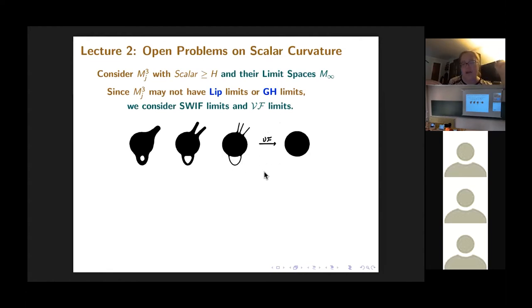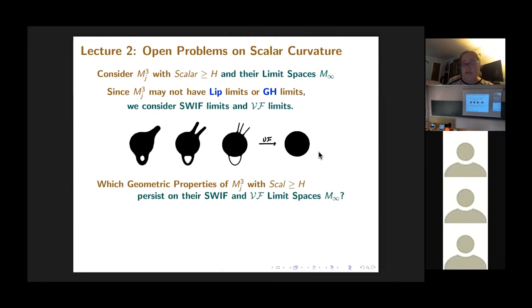But the length of the loop may affect what the limit is. So we're going to see some examples where the lengths of these extra tunnels or loops running around will affect the actual distance function on this limit space. In this case, the loop is longer than the direct distance, so it does not affect it. This picture, the limit space, is actually a three-dimensional sphere, the standard one. Which geometric properties of M_j^3 with scalar greater or equal to H are going to persist on their SWIF and volume-preserving intrinsic flat limits? Since M_j C^0 converges to M implies that M_j volume above distance below converges to M, implies that M_j volume-preserving intrinsic flat converges to M.